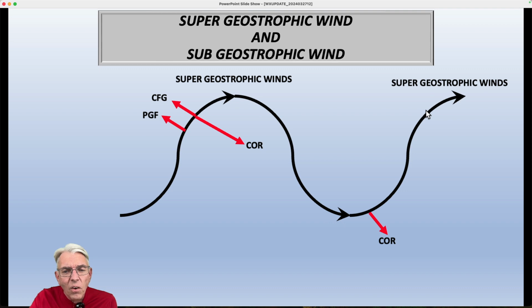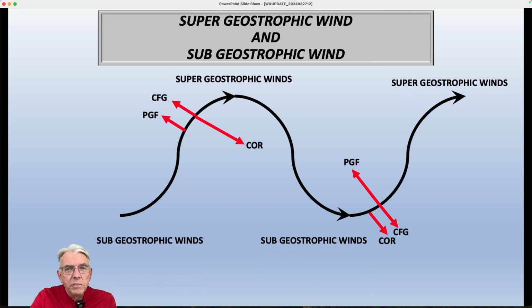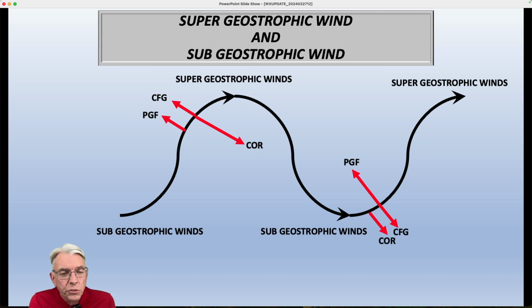Okay, now let's take a look at the trough area where the flow is curved cyclonically, all right? So we have the Coriolis force acting to the right, and now we have the centrifugal force acting in concert with the Coriolis force, and so the pressure gradient force now has to be greater than the Coriolis force because it is balancing two different forces. So now the Coriolis force is weaker than the pressure gradient force, and as the Coriolis force goes down, the wind goes down, okay? And so you have what we call subgeostrophic winds at the base of these troughs, okay?